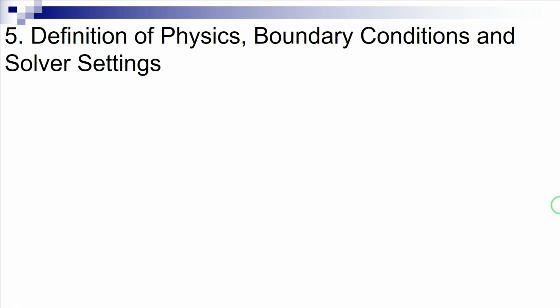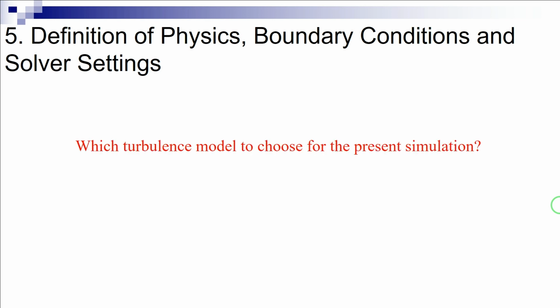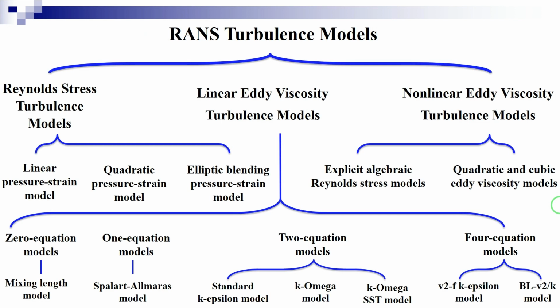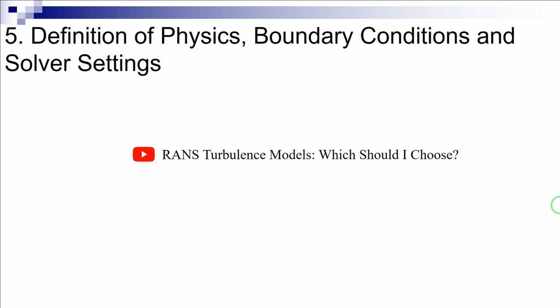Before I present the physics definition, it is worthy to discuss the question of which turbulence model to choose for the present simulation. As can be seen here, a large variety of turbulence models has been developed with an attempt to close the URANS equations. And this makes the choice of a suitable turbulence model for a specific simulation a bit of a challenge. For further information on this topic, you can watch the video in my channel entitled URANS Turbulence Models. Which should I choose? You can access the video using the link given at the top right corner of the screen.